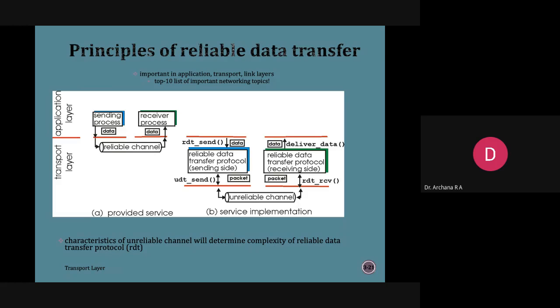Okay, here you can look at this picture. What it says is how the communication is happening between the sender and the receiver. Here you can see the diagram.